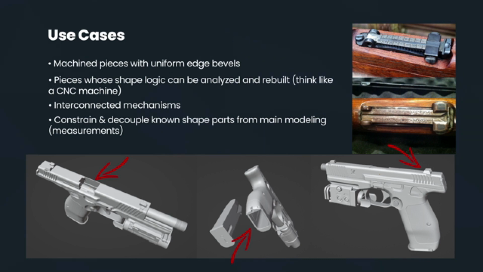Booleans are also great when we want to decouple or constrain a part of a shape from the main modeling body. These constraints inform us about how far we can stretch certain shapes. For example, we have the magazine of a pistol. Once we have its size, we can Boolean it into the pistol's body, and we will get an idea of how thick we can make it to make the magazine fit inside.